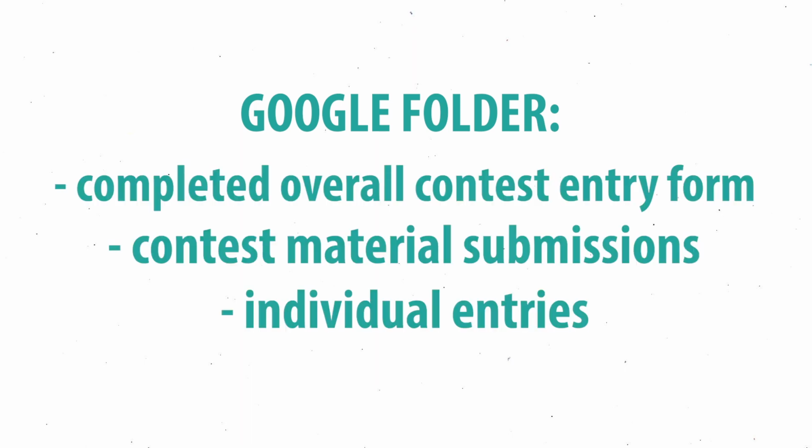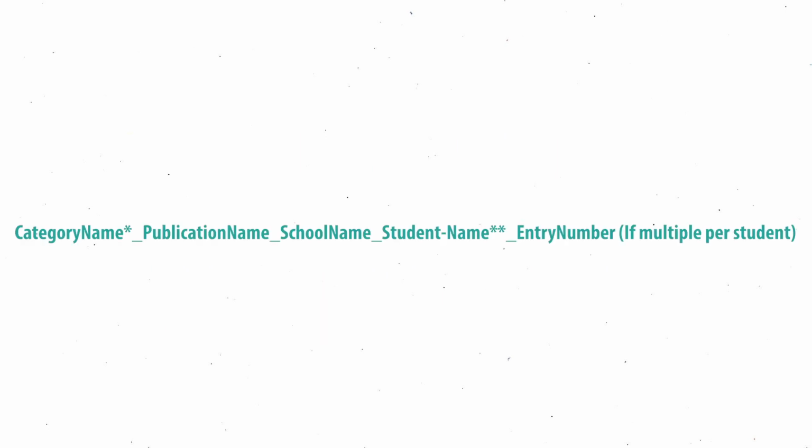Any publication you want to be judged must be included within the Google folder containing your completed overall entry form and must be named with the appropriate naming conventions, which are as follows. Start with the shortened category name, underscore, publication name, underscore, school name, underscore, student full name with a dash to indicate spaces, underscore, the entry number if there are multiple entries per person. So if you were submitting yearbook entries for yearbook, it would look like this.